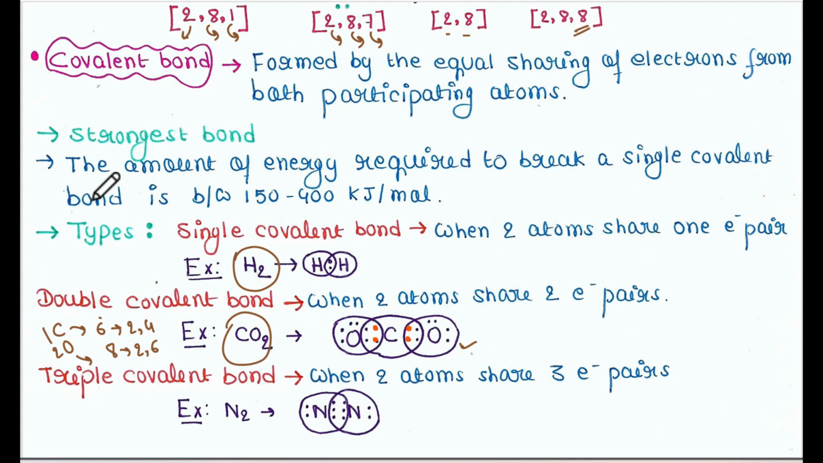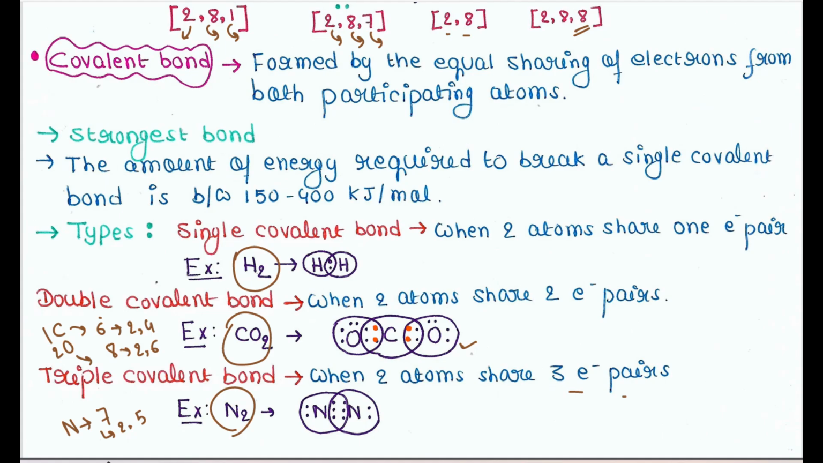Triple covalent bond: when 2 atoms share 3 electrons. So, here 3 electron pairs are shared. Just for example, you can see nitrogen. Nitrogen molecule contains 2 nitrogen atoms and the nitrogen atom contains 7 electrons. That means the electronic configuration will be 2 and 5. So, first shell will have 2 electrons and second shell will have 5 electrons.